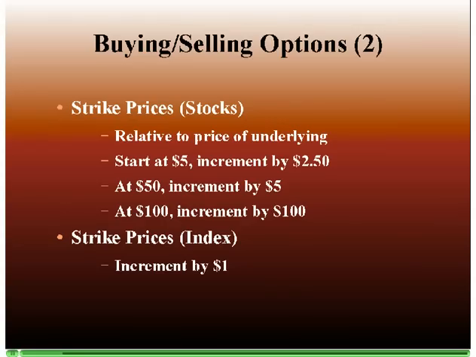When dealing with equity options, which represent an individual stock, the available strike prices are relative to the price of the stock. Strike prices start at $5 and increment by $2.50 up to approximately $50. Here the prices increment by $5 until approximately $100, at which point they increment by $10. Index options are slightly different. Index stocks represent an entire group of related stocks. Their corresponding options have strike prices that increment by $1. This allows more flexibility in trading strategy.